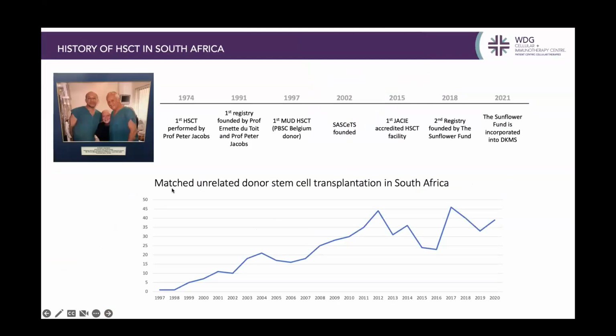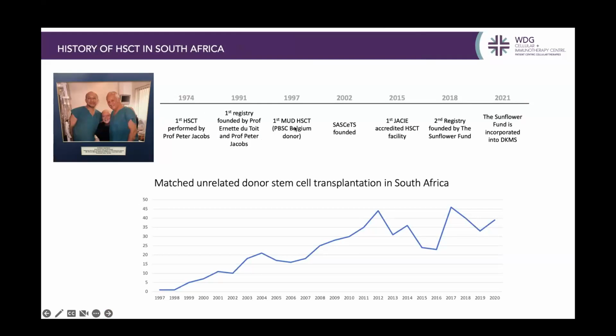So a brief history of transplantation in South Africa. It all started in 1934 with Peter Jacobs, who performed the first hematopoietic stem cell transplantation at Curtis Hospital. This is in here, the legend himself, with I think the very famous golfer and also Trevor Manuel. In 1991, the first registry was founded by Professor Ned du Toit and Professor Peter Jacobs.